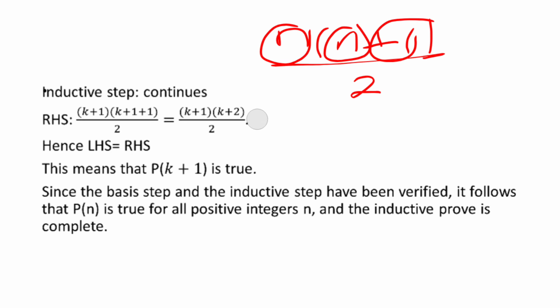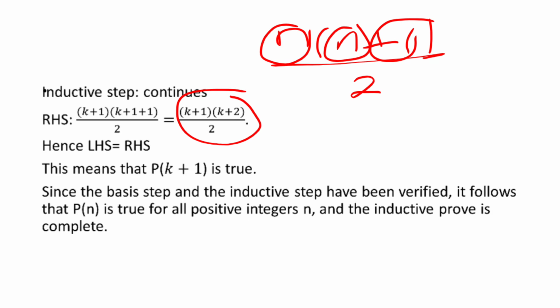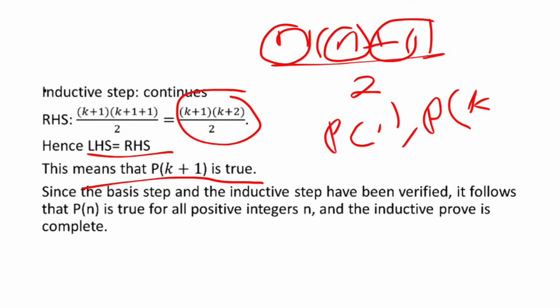The right-hand side is this. What was our left-hand side? Left-hand side is this. Are they the same? Yes, they are. So left-hand side equals right-hand side. This means that Pk plus 1 is true. So what will you then conclude? You've checked for P1, you've assumed Pk, and you have seen now that Pk plus 1 also is true. This was assumed to be true, and this turned out to be true.